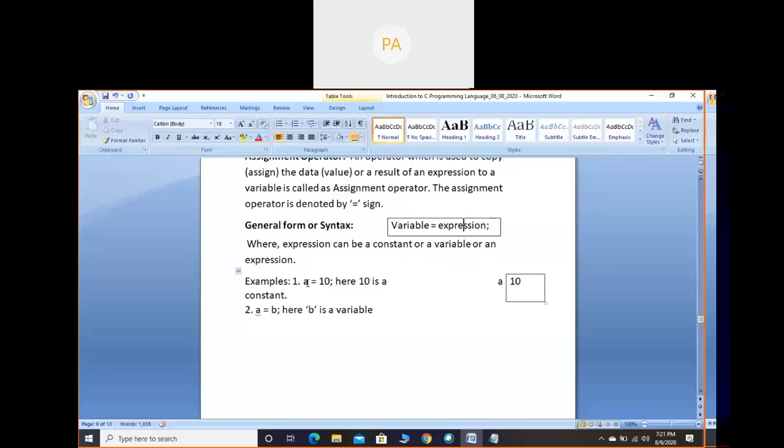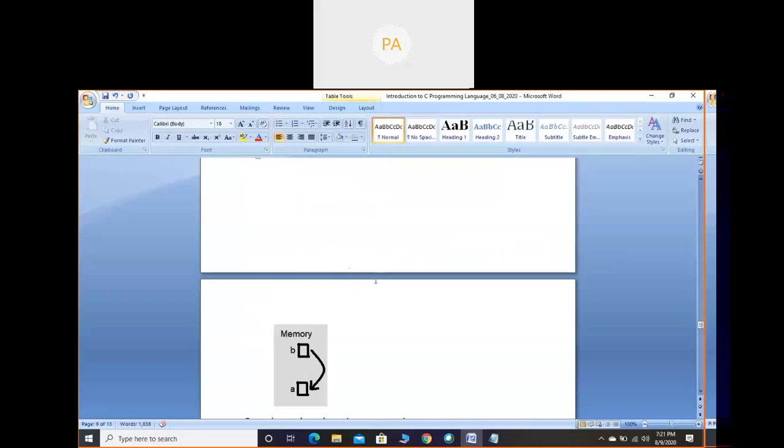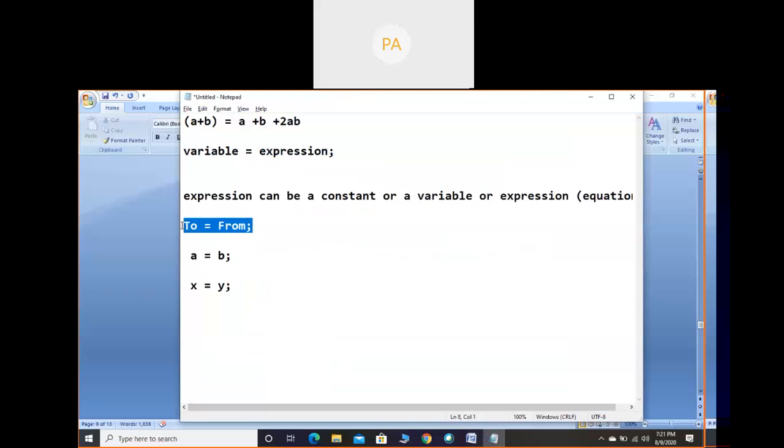Next, coming to the second example, a equals b. Here b is a variable. That means in the RHS I have used a variable instead of a constant, and that is allowed. Here we don't know the values of a and b, but still we can understand that whatever value is present in b is copied to a. If you remember this formula, it will help a lot: to equals from. From which variable, constant or equation we are copying, write it on the right hand side. To which variable you are copying, write it on the left hand side.